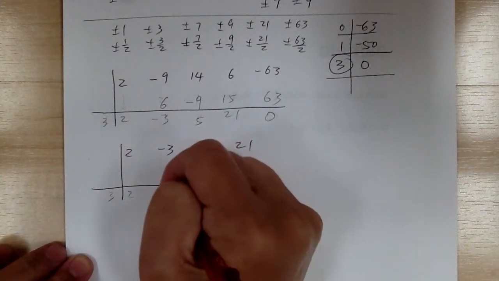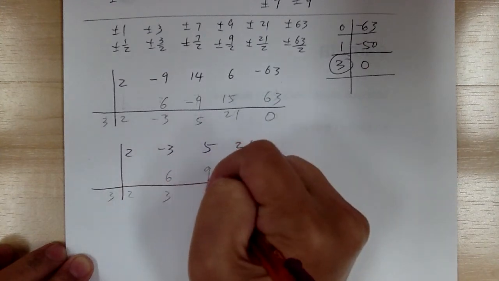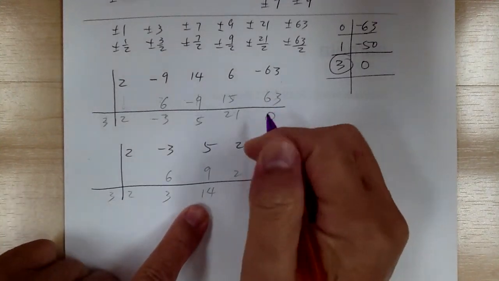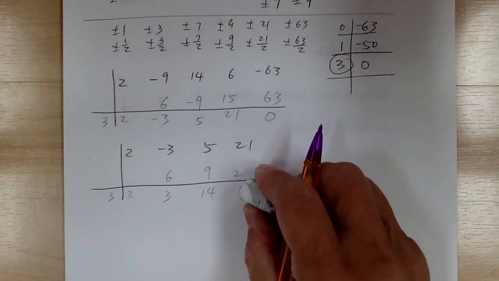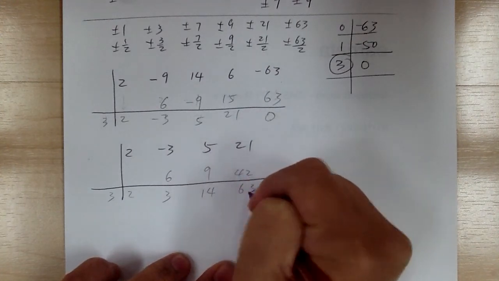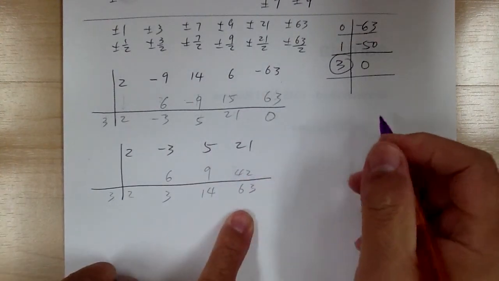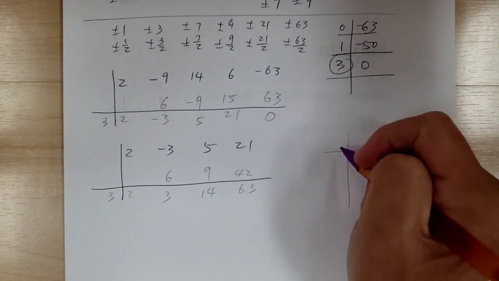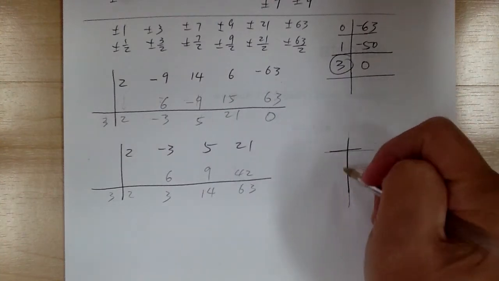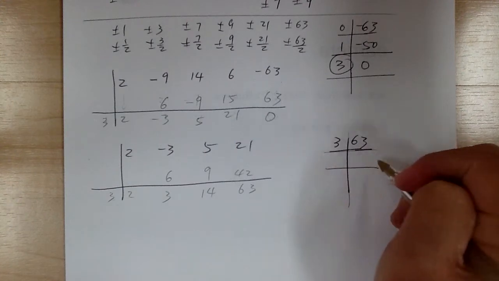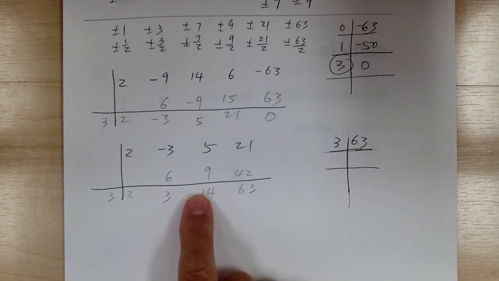So you drop, multiply, add, multiply, add, multiply. When you try 3 again, once you start this, you kind of start all over again. When you try 3, you get 63. So obviously this is not a double root.